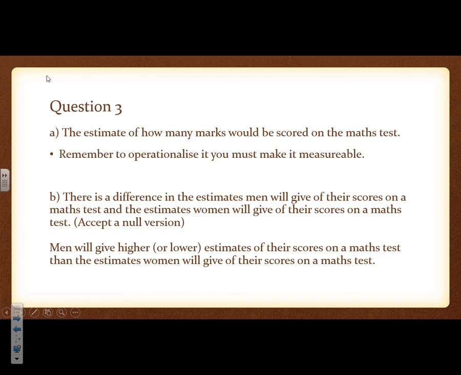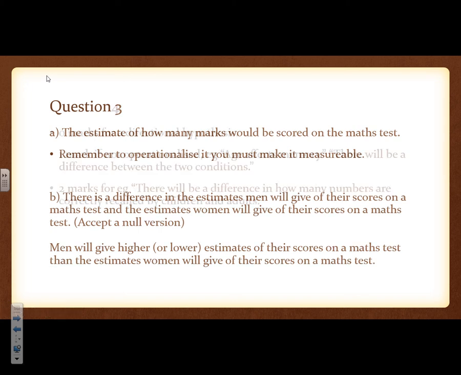Or you could have said, so the top one was this difference one, which was of course non-directional. You could also accept the null, which is there will be no difference. Or you could have had a directional one: men will give higher, or you could have said lower, estimates on their scores on a maths test than the estimates women will give their scores on a maths test.